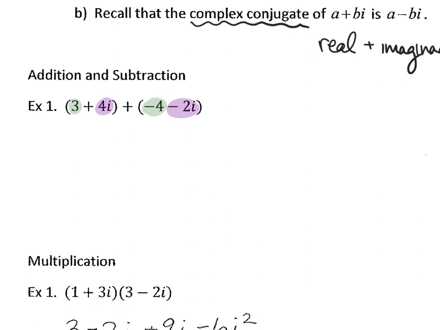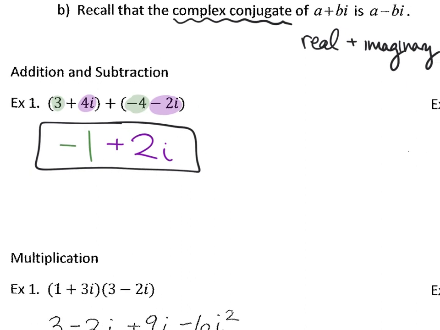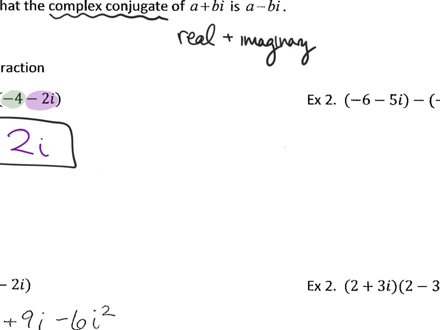3 plus -4 is -1. 4i minus 2i is positive 2i. And that's it. It's basically combining like terms. You're combining real with real, imaginary with imaginary. Which also means that subtracting them is just like how we subtracted expressions since forever.